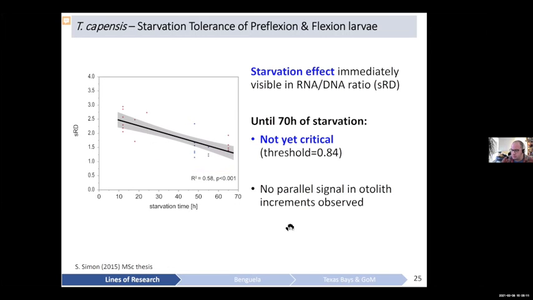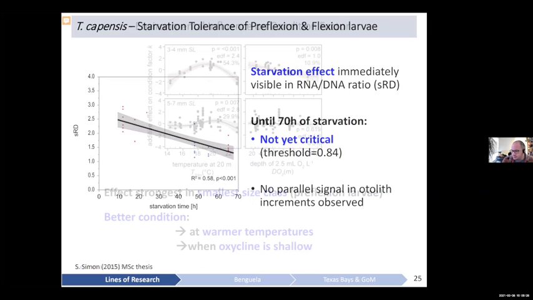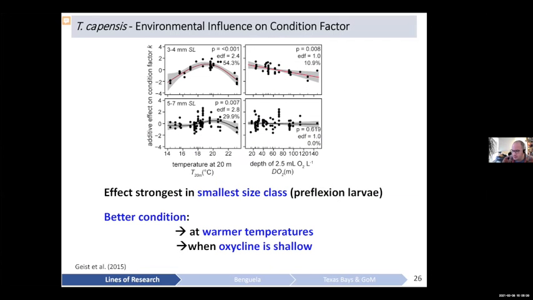So from this small data set, it looked like they can overcome several days of starvation without a critical problem for their survival. The horse mackerels, once again, are pretty tough, and that's maybe one of the explanations why the horse mackerels are doing better than the sardines in the Benguela.